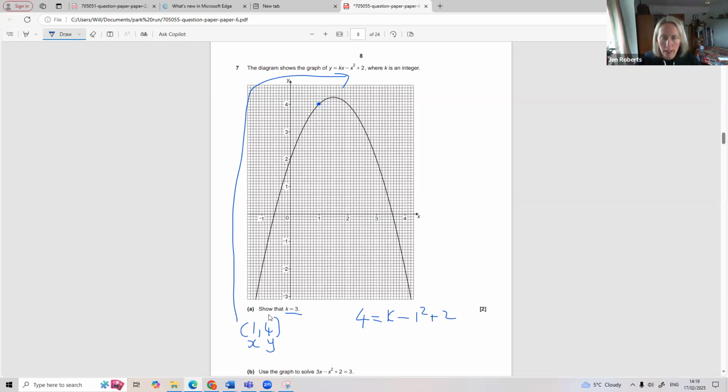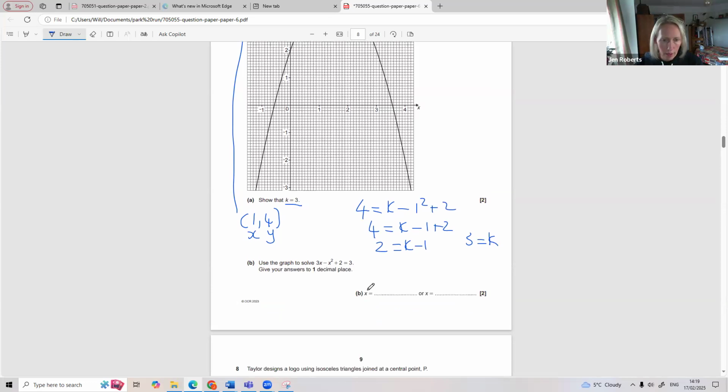See, I've just put it here. K times 1, 1 squared is 1. So 4 equals k minus 1 plus 2. Could do this a few different ways. I'm going to take 2 off both sides first. Add 1 to both sides to give you 3 is equal to k, or k is equal to 3. So I've shown that there.